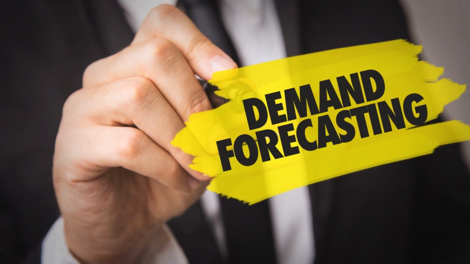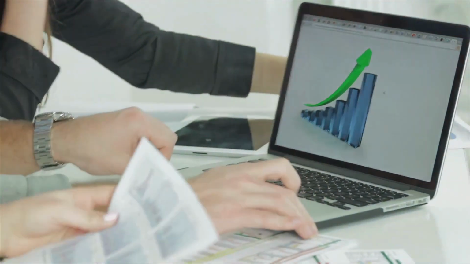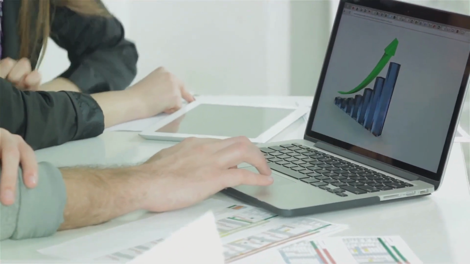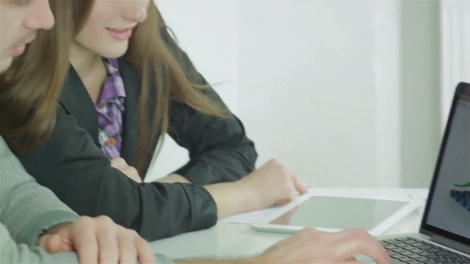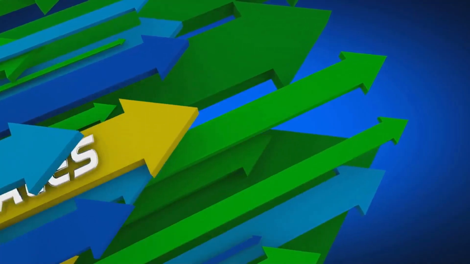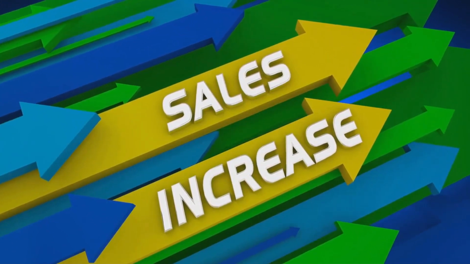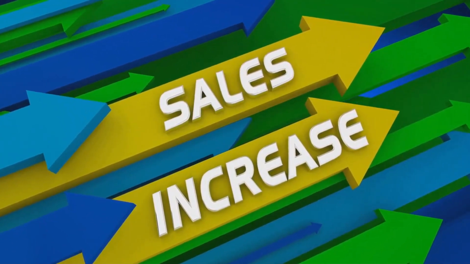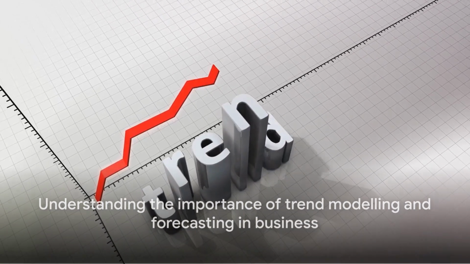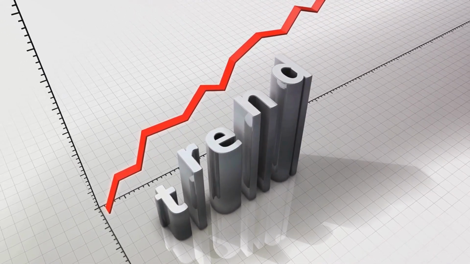Now, suppose you want to predict how your sales will look in the future based on your past and present data. This is what we call forecasting. It's a bit like having a crystal ball, but instead of magic, we use statistics. For example, if you know your sales have been steadily increasing over the past 5 years, you can forecast that this trend will continue and plan your business strategies accordingly. So, trend modeling and forecasting are not just statistical jargon. They are tools that help us make sense of data and predict future trends.